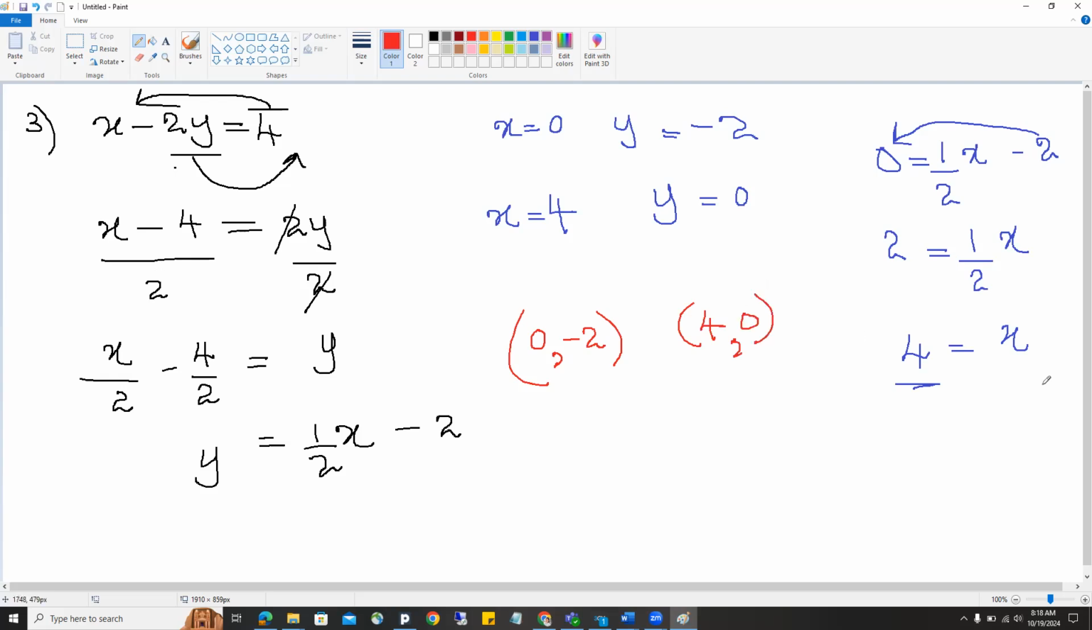Miss, do we multiply? Yes. We should write the two coordinates like this. Yes, we should write like that. I will draw the table. Okay.